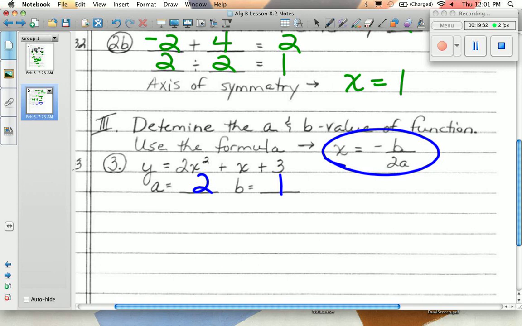So now we will put that into our little formula. X equals negative. That negative sign is separate. What's the b value? 1. And 2 times 2. 2a is downstairs, 2 times 2. So x equals negative 1/4.